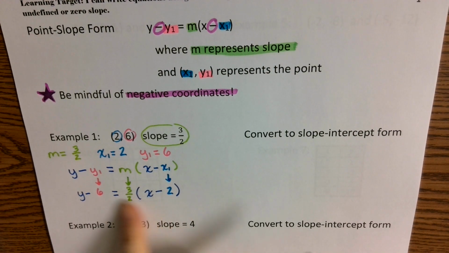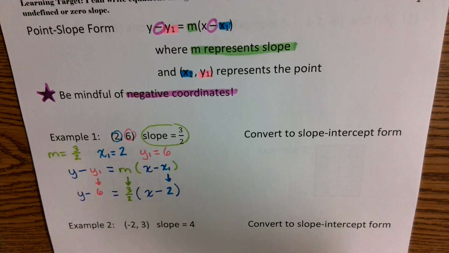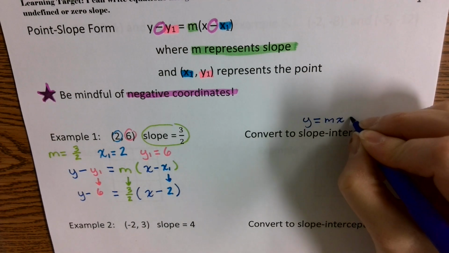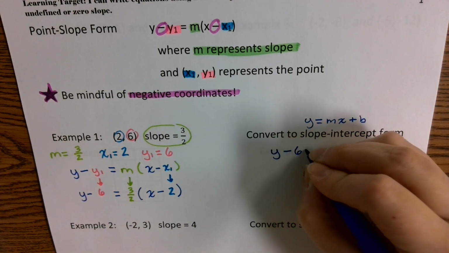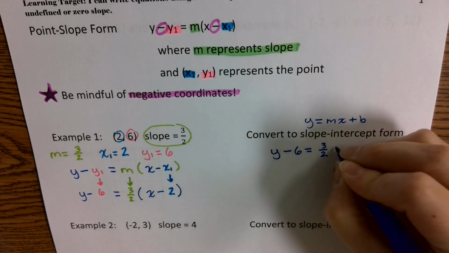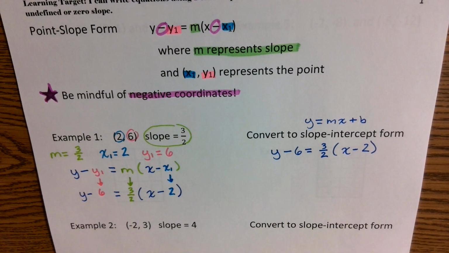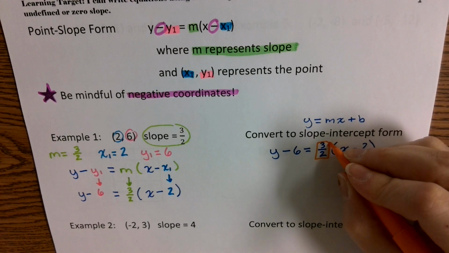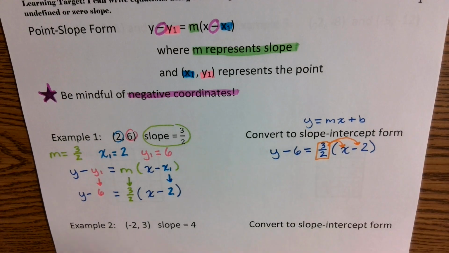Okay, now that I have the point slope form written, I can start converting it by simplifying. Remember, to get into slope intercept form, that's just y equals mx plus b. I want to get that y isolated. So right now I have y minus 6 is equal to 3/2 times x minus 2. The first thing I'm going to do is the distributive property. We always want to get rid of our distributive property first. So that 3/2 can get multiplied to the x. It can also get multiplied to that -2 that we have here.